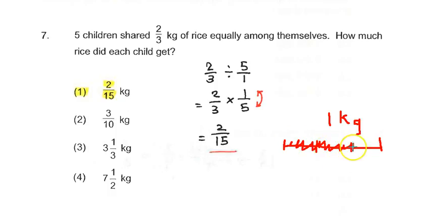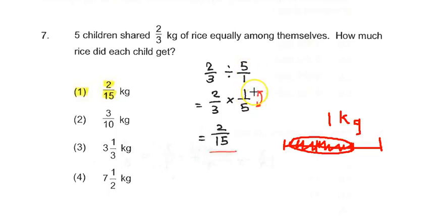Right now, this 2/3 of 1 kilogram is being shared with 5 children. Alright, so what you do, easy, take 2/3, divide by 5. When you divide by 5, remember your presentation got to be like this: 5 over 1. 5 divided by 1 is still 5. So 2/3 divided by 5.